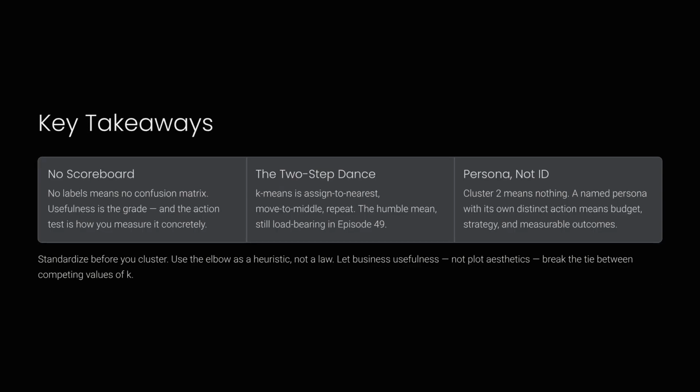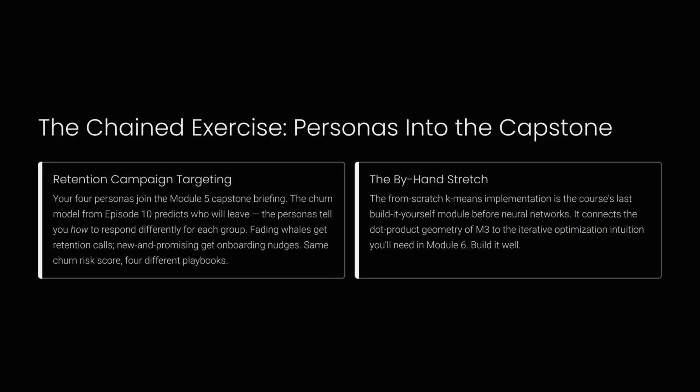Remember these key takeaways. Without a scoreboard, your primary metric is usefulness. K-means is a simple but powerful iterative process, and your ultimate success lies in naming distinct personas that each trigger a unique, measurable business action. Finally, we connect these personas to our upcoming capstone. You will use your churn model from episode 10 to identify risk, then apply these new personas to build tailored retention playbooks, shifting from simple prediction to strategic response.